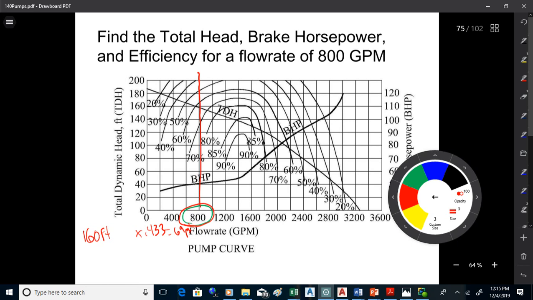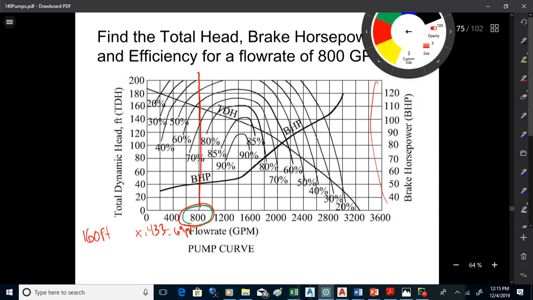Okay, brake horsepower. Now, the way this pump curve is set up, there's brake horsepower numbers over on this side. So if we intersect here, we'd read over this way, and that looks to be about 50 brake horsepower. Okay, so that's what that pump's going to need as input to do this.